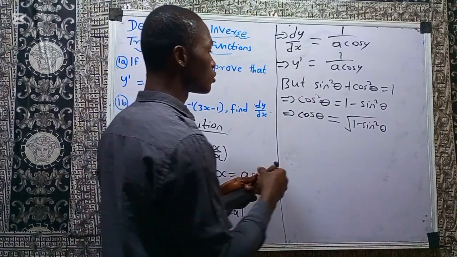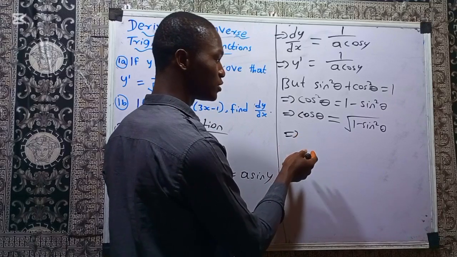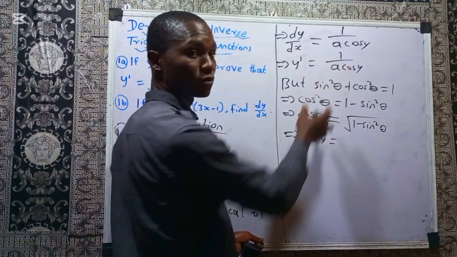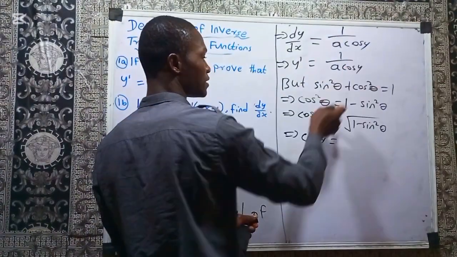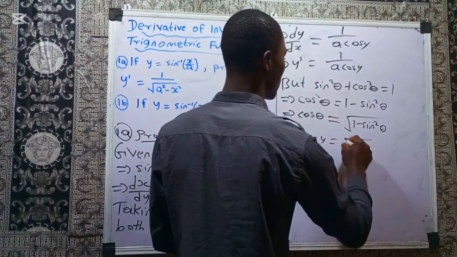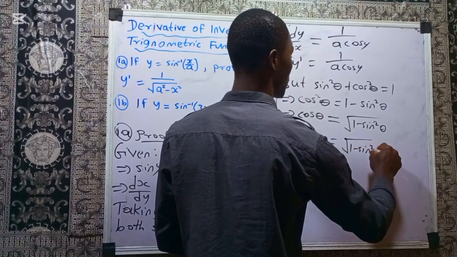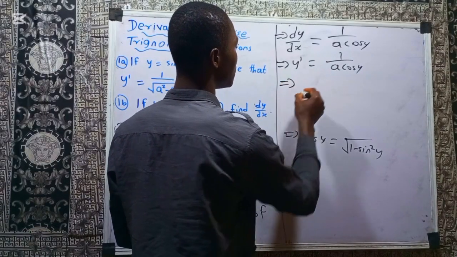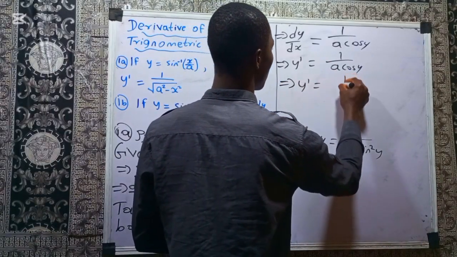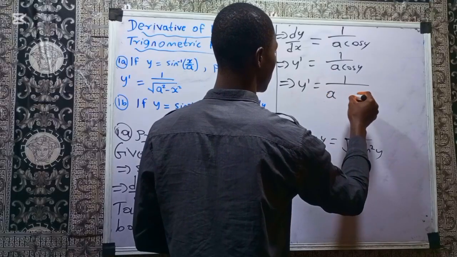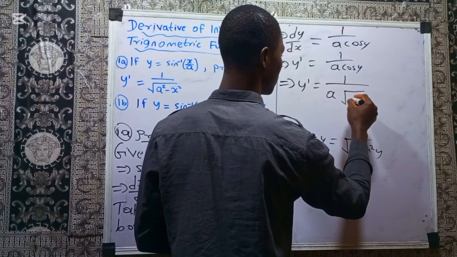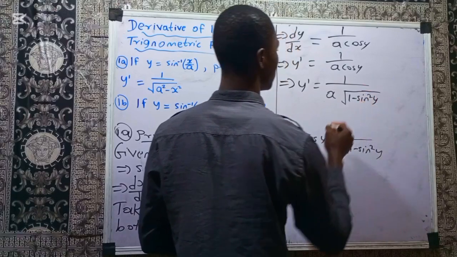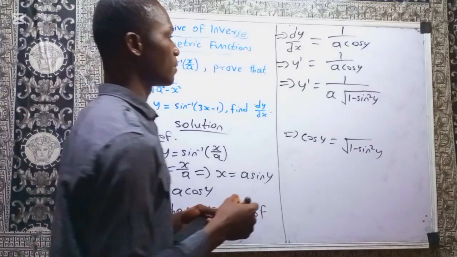So this simply means that cosine y will be equal to, because what we have here is that theta now is y, cosine y will be equal to square root of 1 minus sine squared y. So that's what we have. So this simply implies that y prime is equal to 1 over a square root of 1 minus sine squared y. Right? This is what we got.